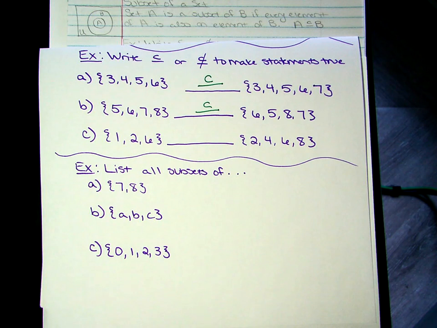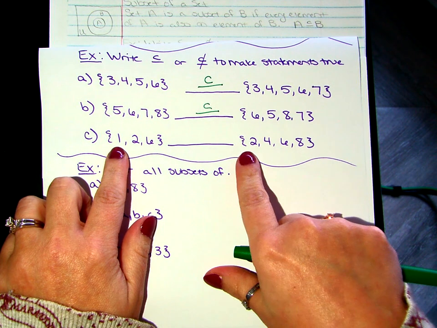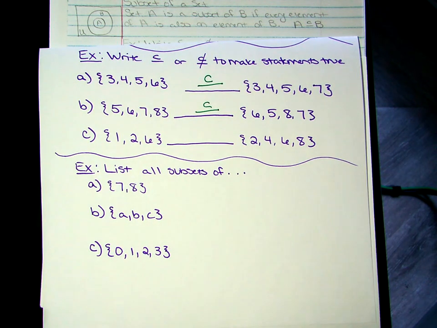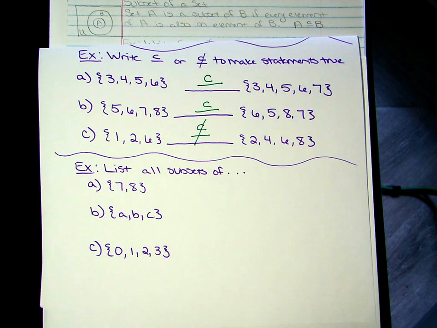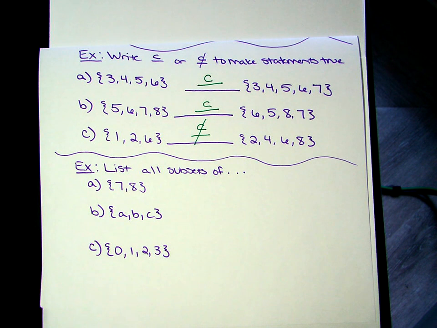And then for C, we have the set 1, 2, and 6 compared to 2, 4, 6, and 8. This first one has a 1. That is not represented anywhere else over here. So our first set is not a subset. Are there any questions on how we determine if something is a subset of another?